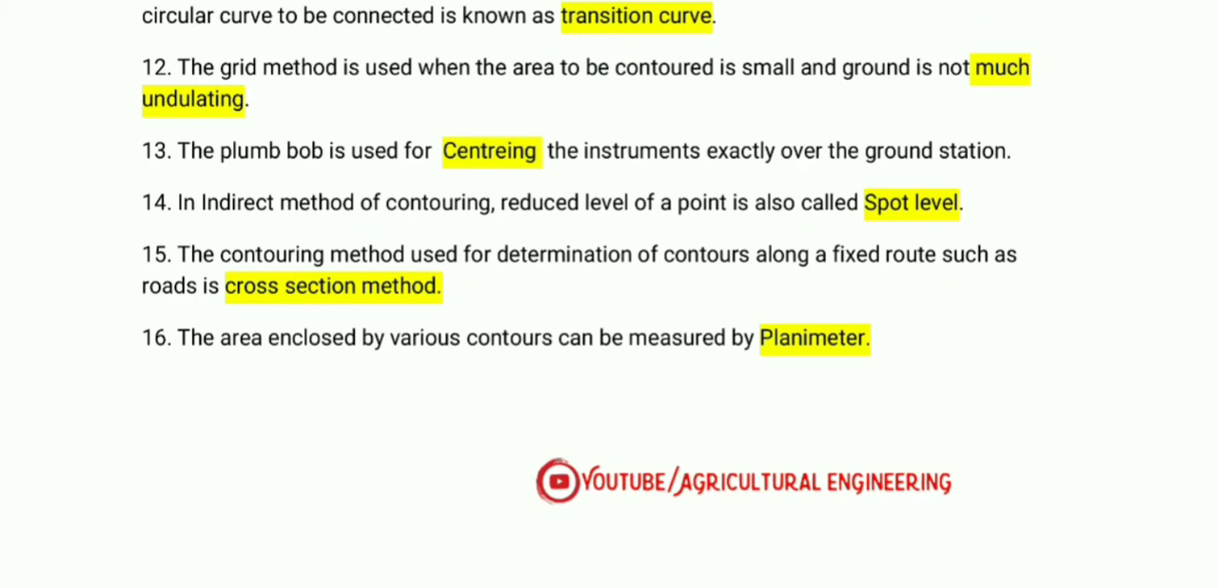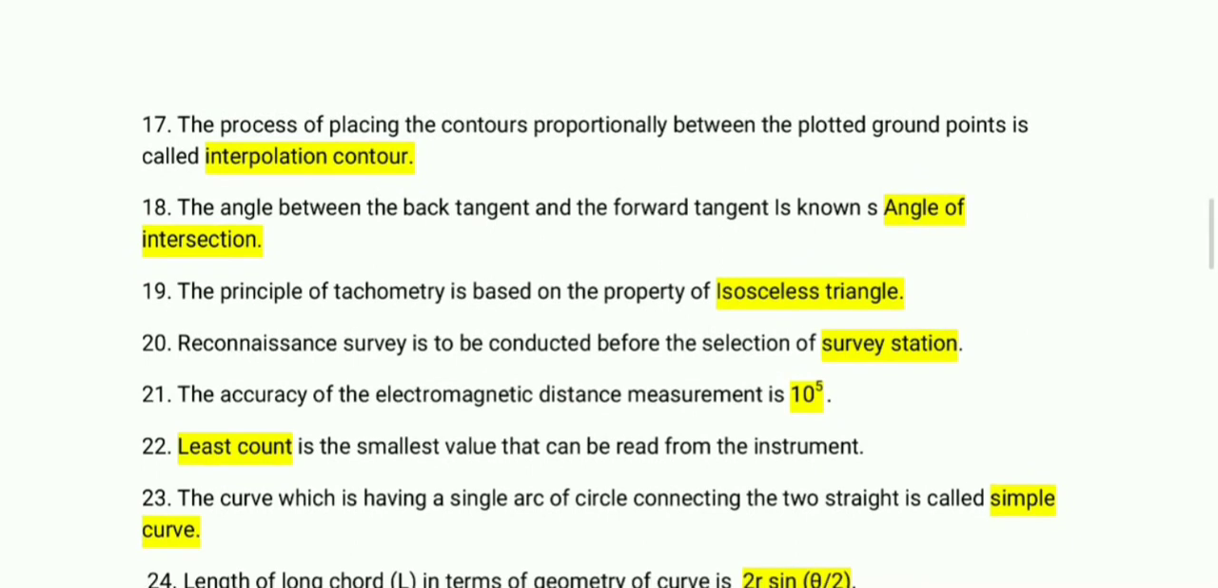The contouring method used for determination of contours along a fixed route, such as a road, is the cross section method. The area enclosed by the various contours can be measured by a planimeter. The process of placing the contours proportionally between the plotted ground points is called interpolation of contours. The angle between the tangent and the forward tangent is known as the angle of intersection.